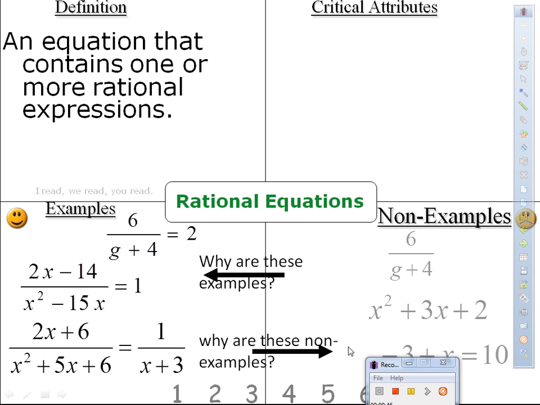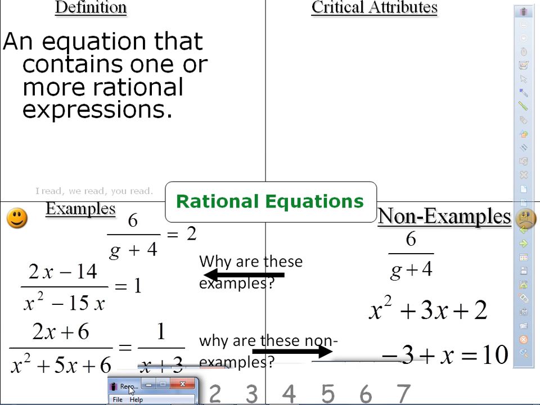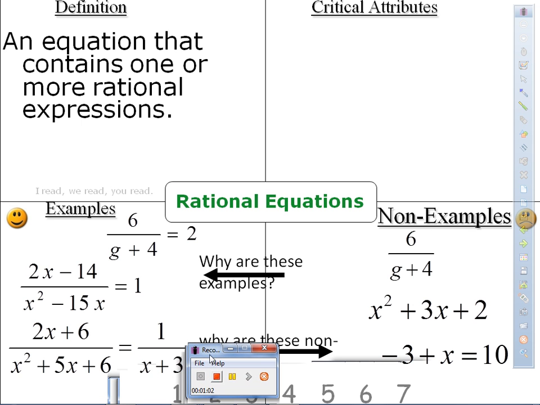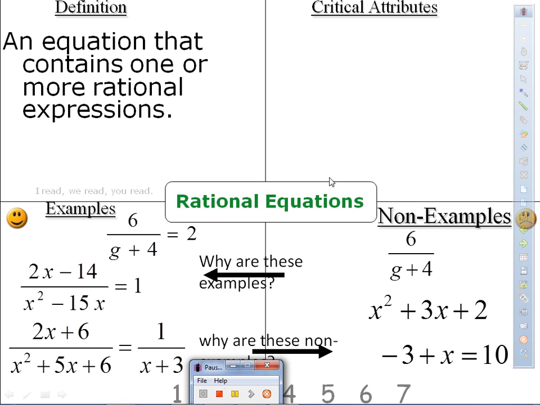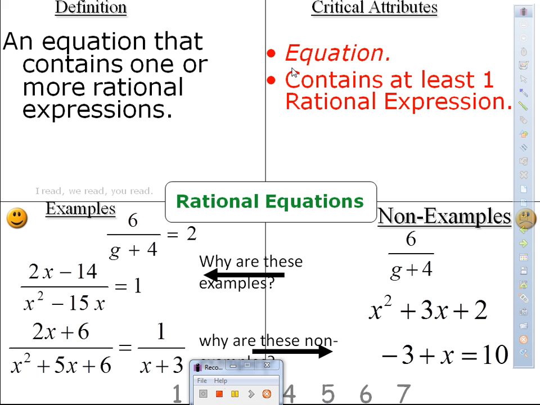Non-examples. Let's see. Non-examples, we have g over 6 plus 4, x squared plus 3x plus 2, and negative 3 plus x equals 10. Copy those, and then we'll go over it. Thing to remember, they have to be equations, and they need to have at least one fraction in it. So yes, critical attributes: it has to be an equation. It needs to contain at least one rational expression or a fraction.